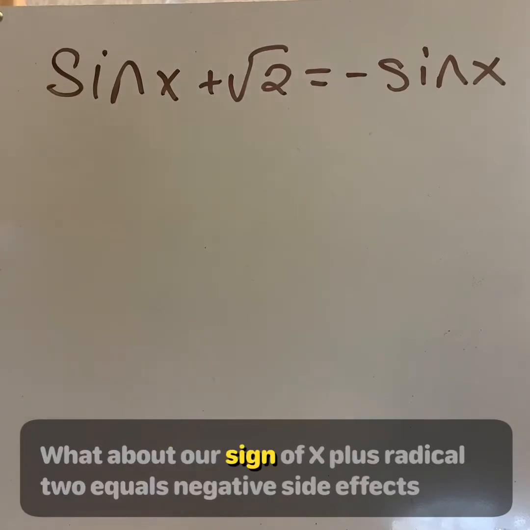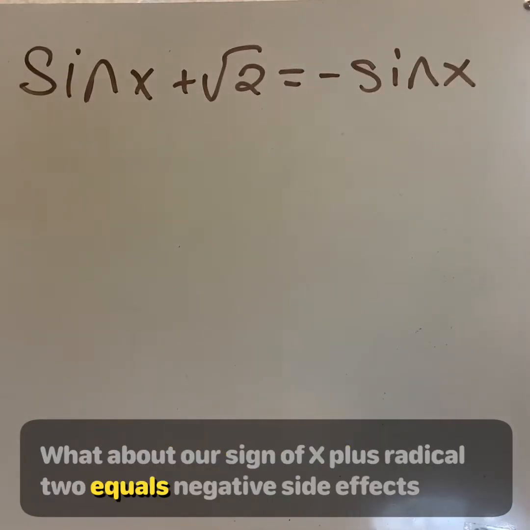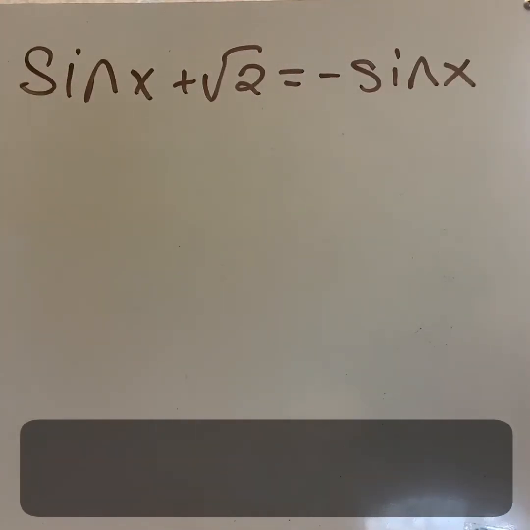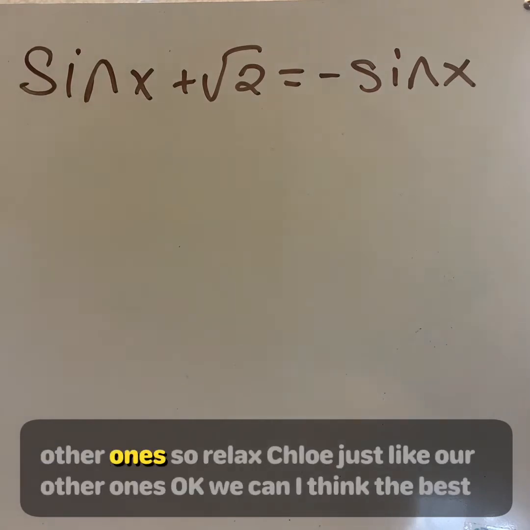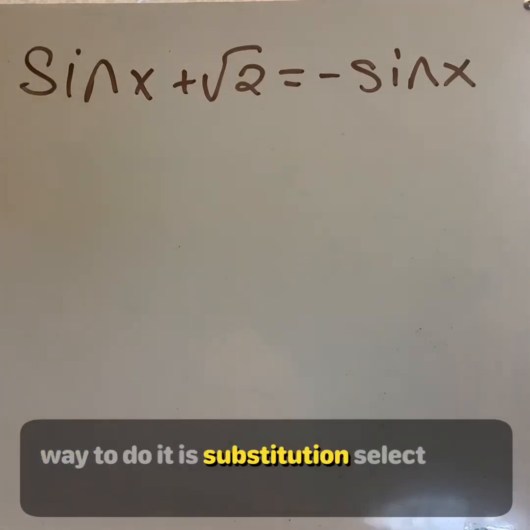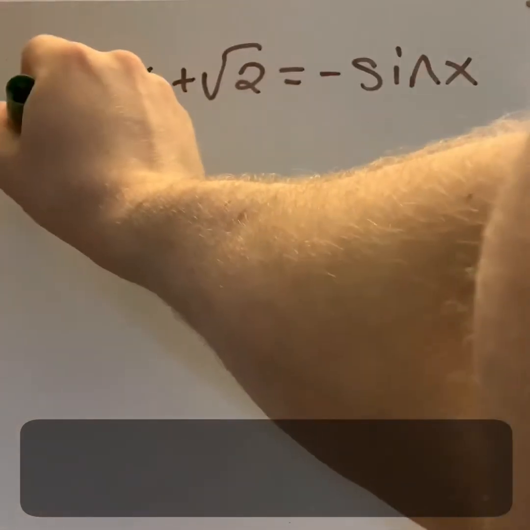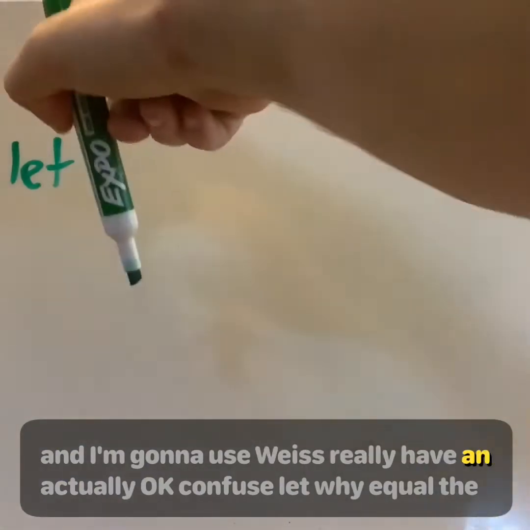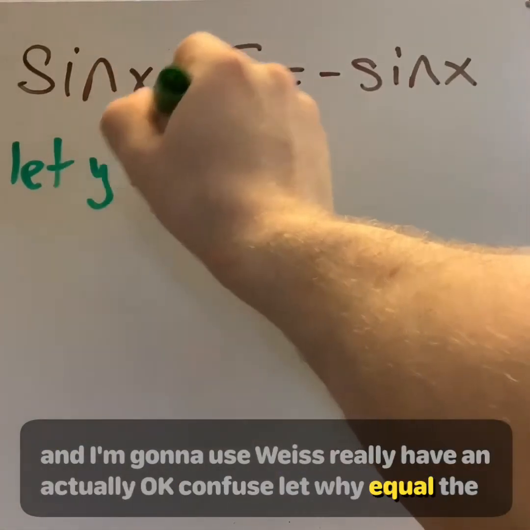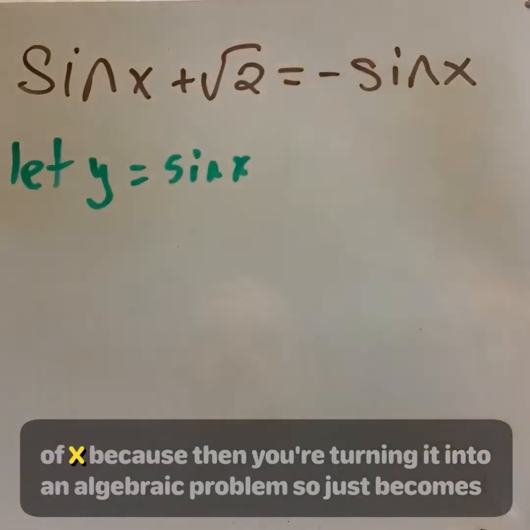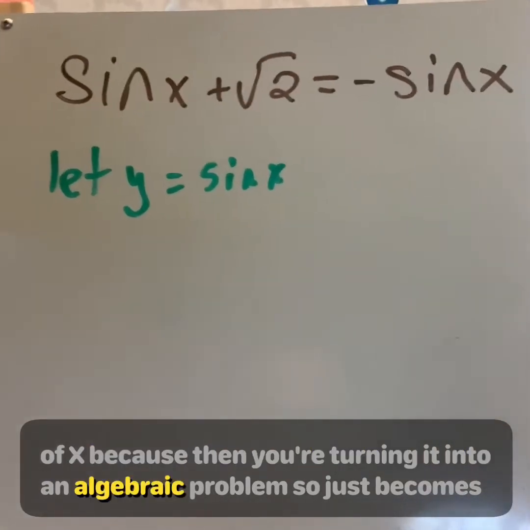What about sine of x plus radical 2 equals negative sine of x? Okay. Just like our other ones, I think the best way to do it is substitution. I'm going to use y since we already have an x and you don't get confused. Let y equal the sine of x, because then you're turning it into an algebraic problem.